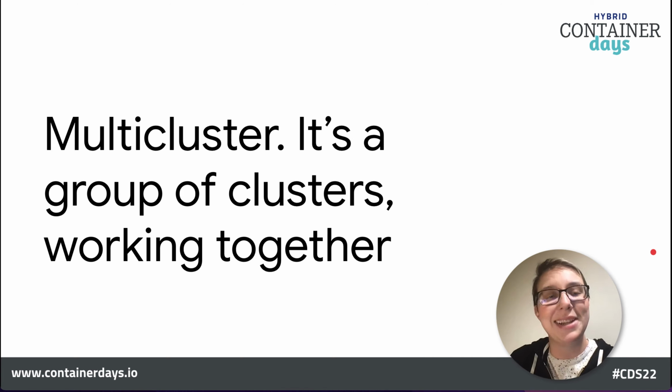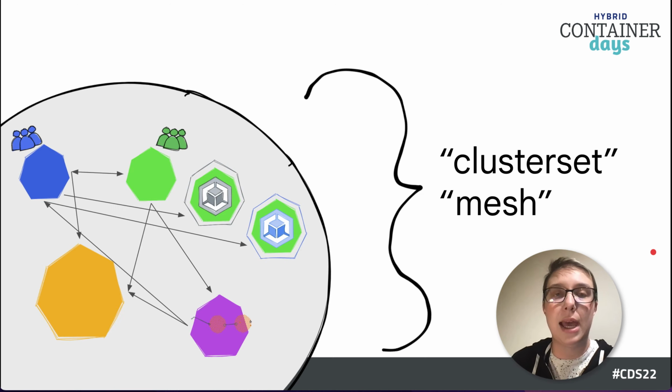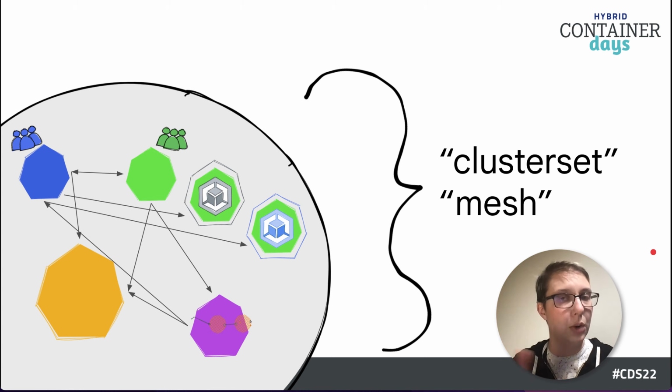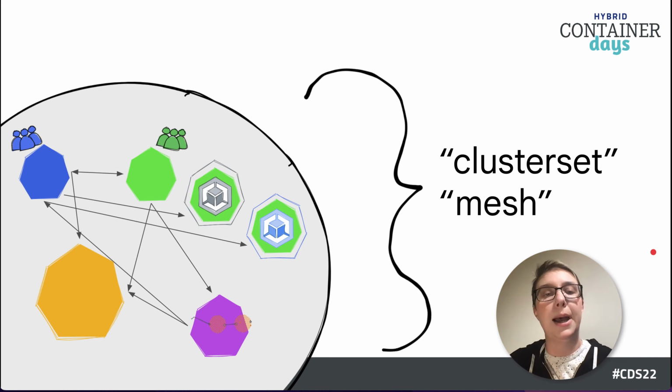So multi-cluster, right? It's a group of clusters working together. And I'll talk a little bit more about what working together really means here. But to get a little bit of lingo out of the way, I do want to mention that this universe down here of all of these different clusters that are working together in whatever way they are working together, again, we'll talk more about the ways that they might later, this whole unit will be referred to by one of these two terms. Generally, one of the terms is cluster set and another one is mesh.